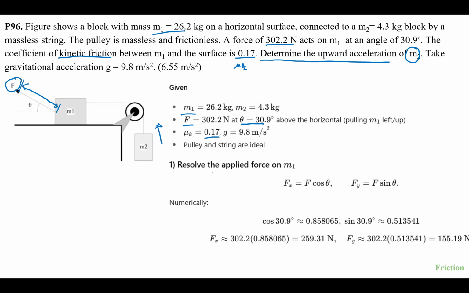And then we need to consider what F actually does for this system. F can be decomposed into vertical and horizontal components. So Fx, here's the theta. Along the x direction, we have F cosine theta. Along the y direction, we have this one, right? And then we can have a certain numerical value.